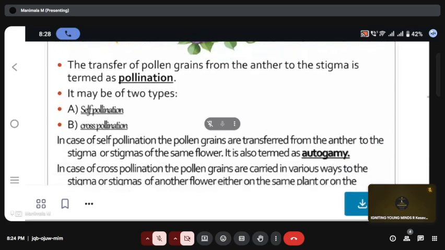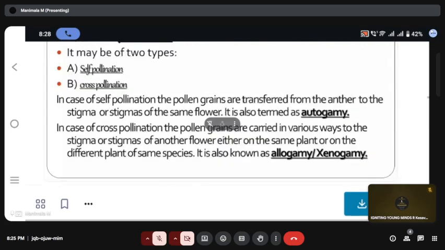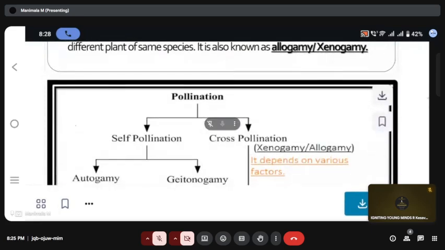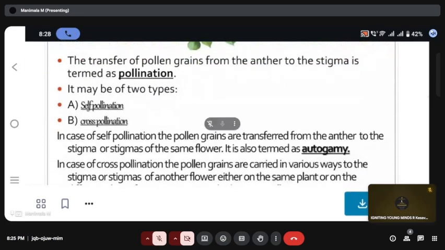Which is called pollination. What are the two types of pollination? Self and cross pollination. Before that, we can also say direct pollination and indirect pollination. So what is direct pollination? The pollen grains are transferred to the micropyle of the ovule directly, for example in gymnosperms. Indirect pollination: the ovules are enclosed within the ovary in angiosperms.